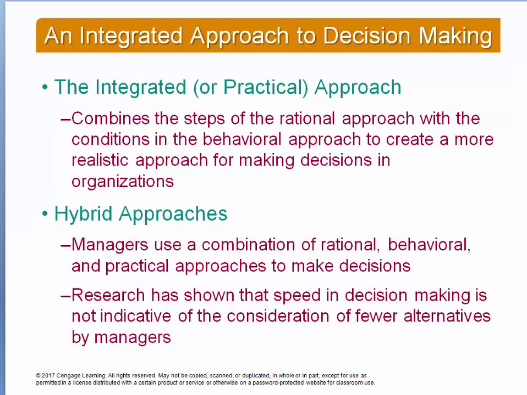I should back up one slide. There's a good point here at the bottom of the slide. Research has shown that speed in decision making is not indicative of the consideration of fewer alternatives by the manager. So just because we have to make a fast decision doesn't always mean we generate fewer alternatives. On the other hand, if it's a slow decision, sometimes we don't like to spend the search time, the time and effort of generating more information and more alternatives. So we don't. Like if we're hiring somebody, I find a couple people I like, I'll bring them in, interview them, and I don't search more and more.